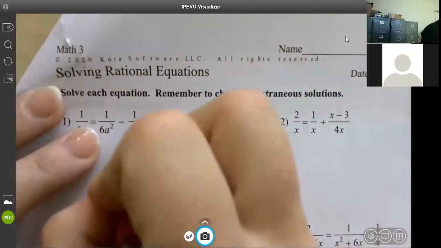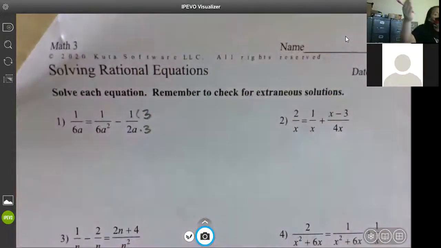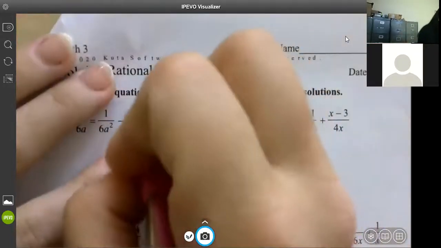What I do to the bottom, I have to do to the top. So we're going to multiply this bottom by 3. So we're going to multiply the top by 3. And I'm not going to put the other parenthesis on just yet.